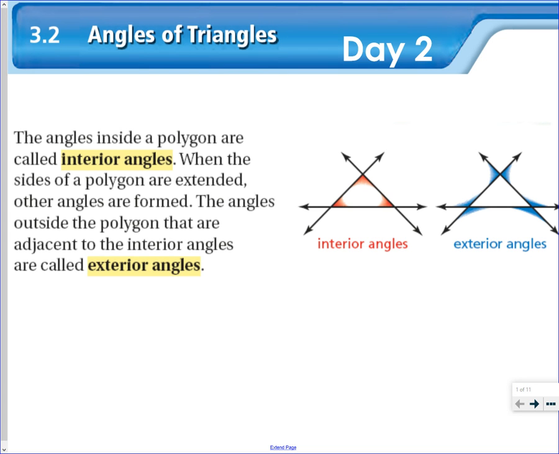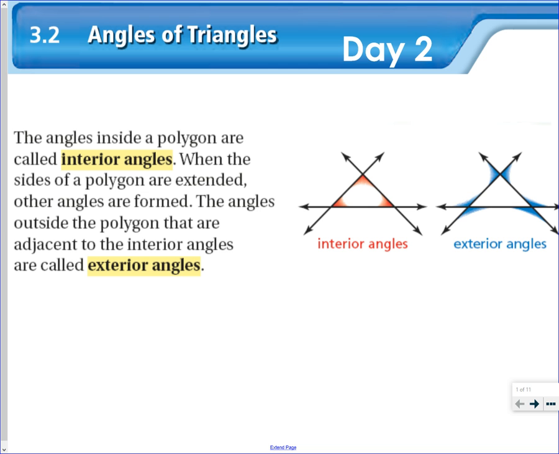Again, math students. We're going to keep talking about triangles today, but we're going to talk about some other kind of angles that we can get when we're looking at triangles. So in a triangle, everything we talked about yesterday was all about the interior angles, the three angles that are inside the triangle. You know that those add up to 180 degrees.